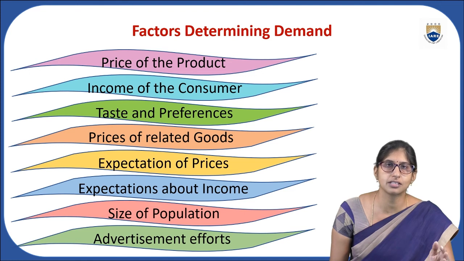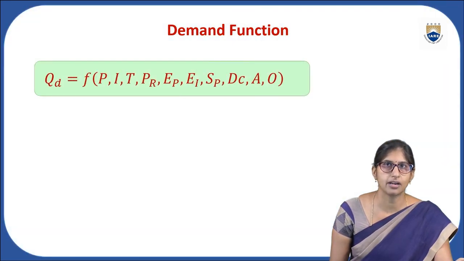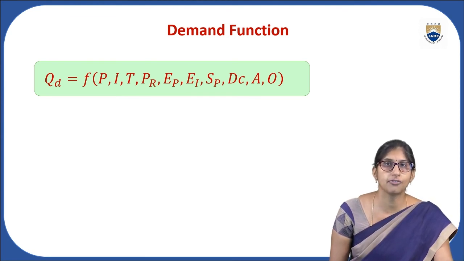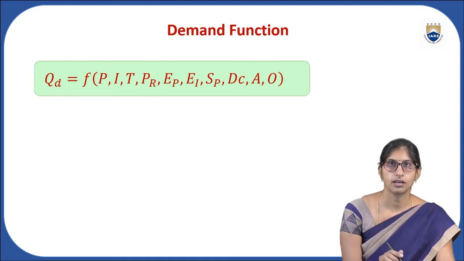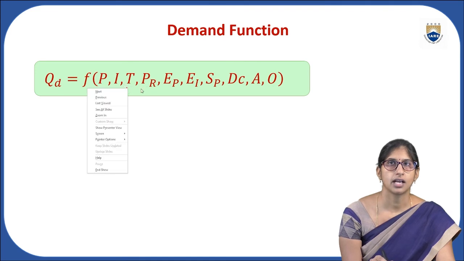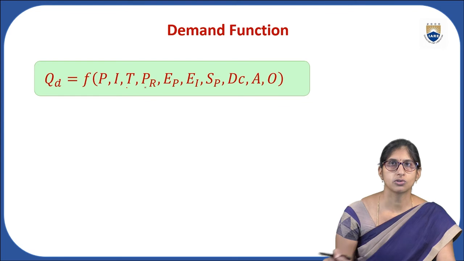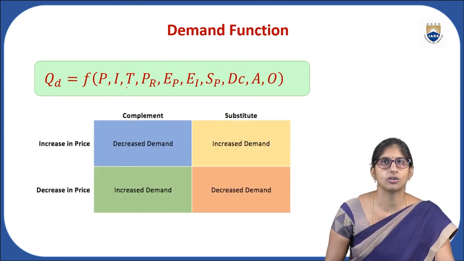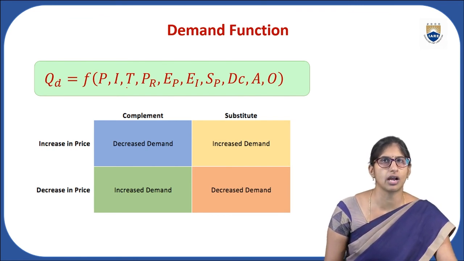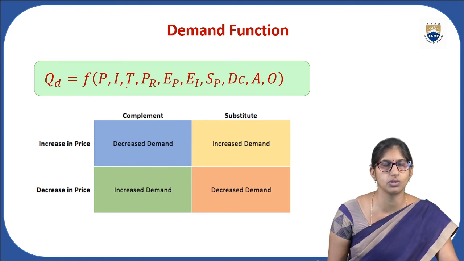Based on these determinants of demand, a demand function can be stated. So let's see what the demand function is. Quantity demanded is equal to f of P, that is price, I, that is income, T, that is taste, and PR, price of related goods. As I told, price of related goods means we have two types of products, complementary and substitute goods. Let us see what happens when the price increases and decreases.